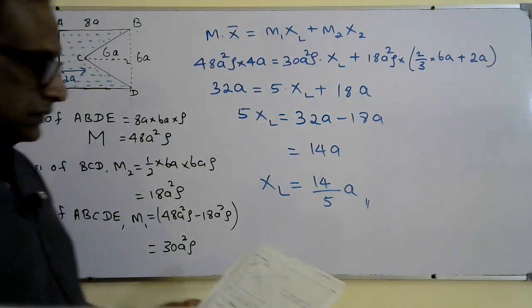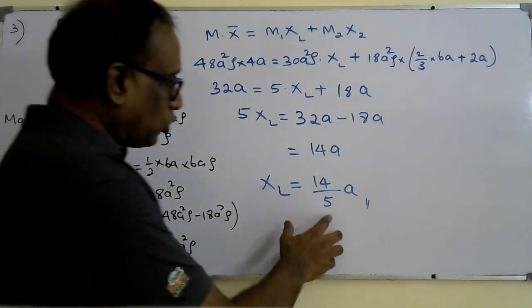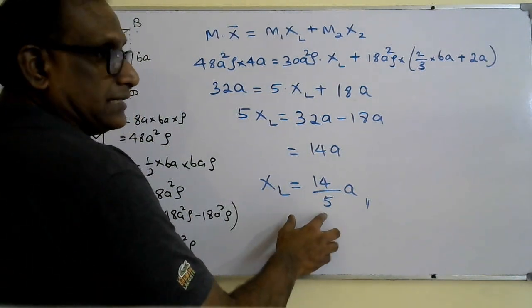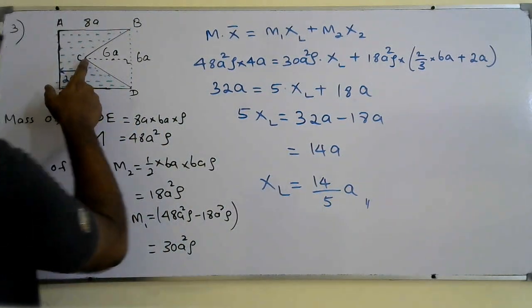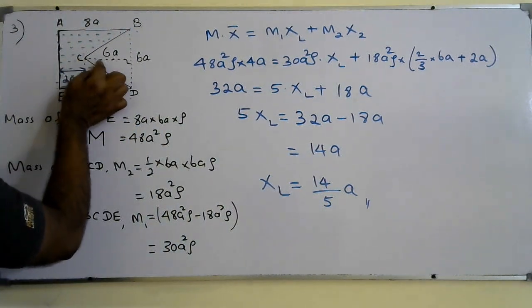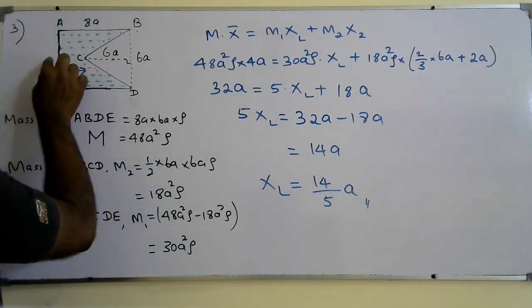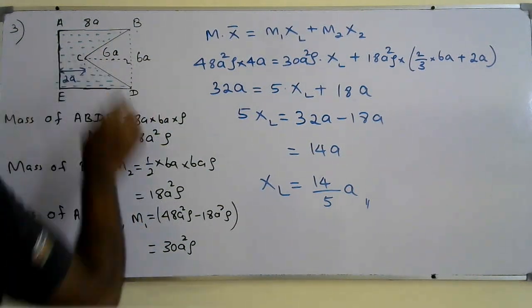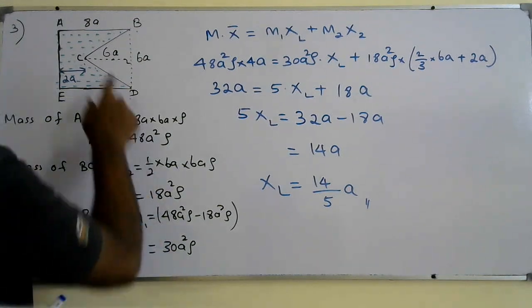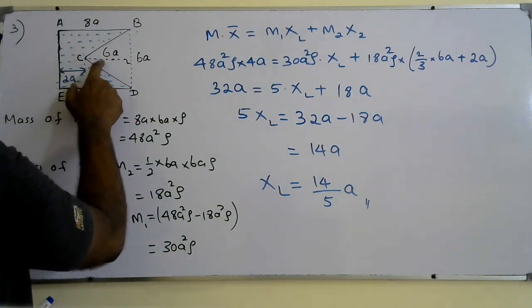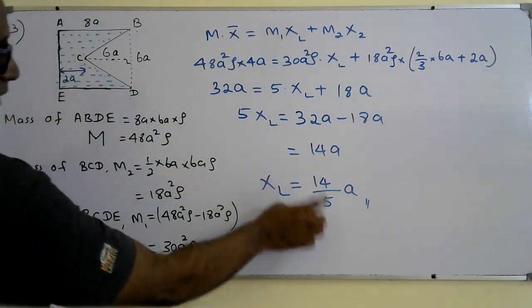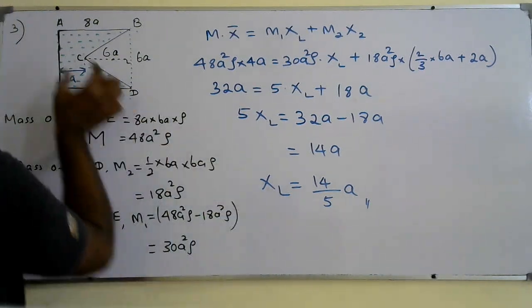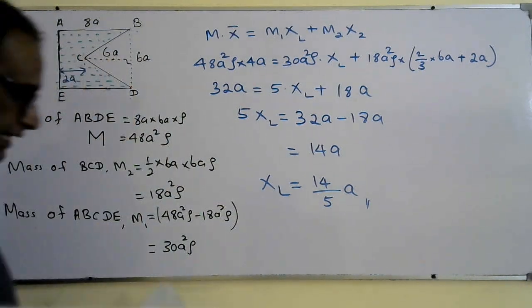Okay, now B part, so that's correct. That is more than 14 by 5, which means it's more than 2a. So it will be somewhere inside the triangle, along the median of the triangle, more than 2a, because 14 by 5 is more than 2. So it will be somewhere here. Anyway, we need that point.